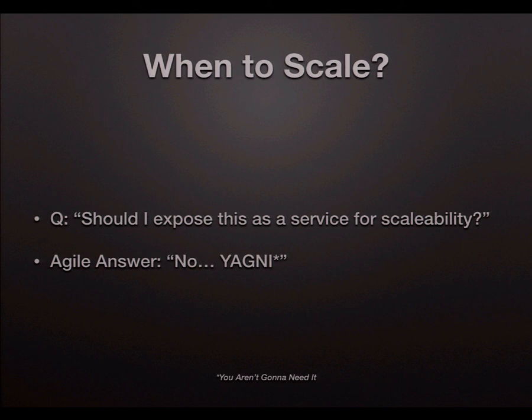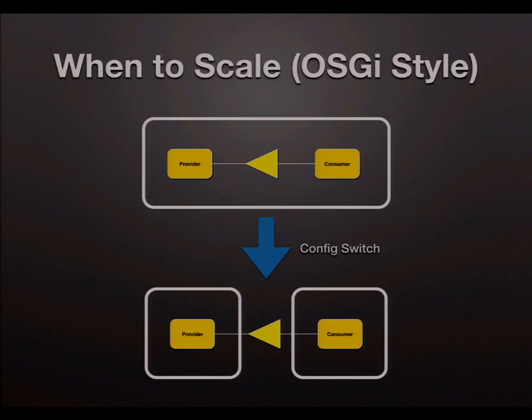When should I actually do this? Well, if you're using OSGi services, you can do it with a configuration switch. If you want to scale and evolve rapidly from single JVM OSGi applications to multiple JVM separate process microservices, you can do that very, very easily in OSGi now with the remote service admin spec. So you can take a provider publishing a service and a consumer using that service within one JVM, and with a configuration switch, you can go to the provider providing that service across the network and the consumer using it in the same way from another JVM.